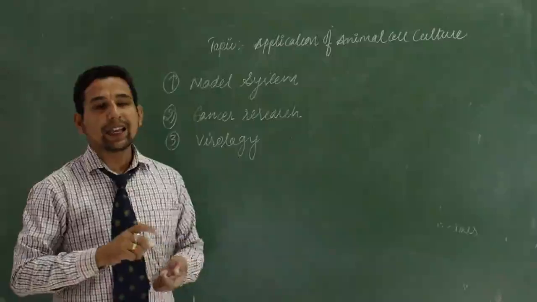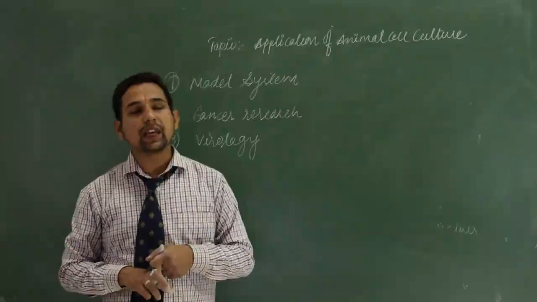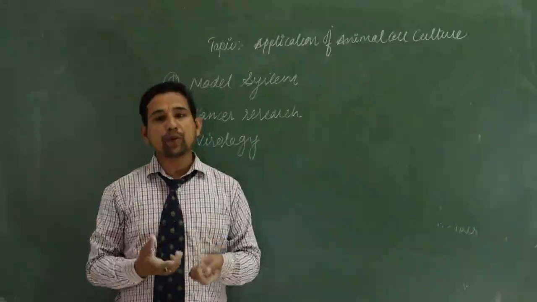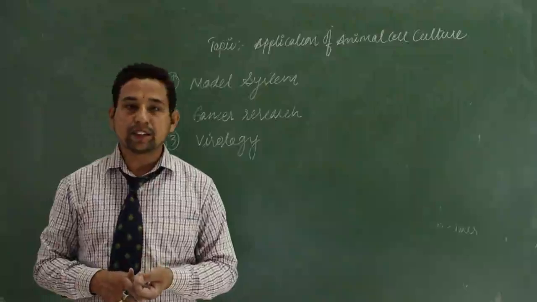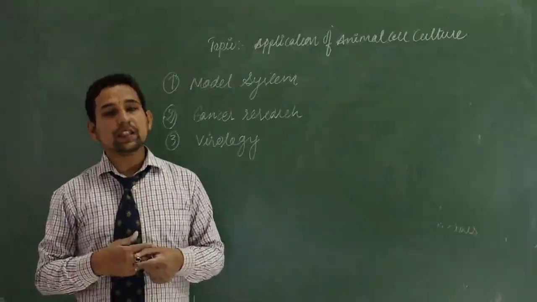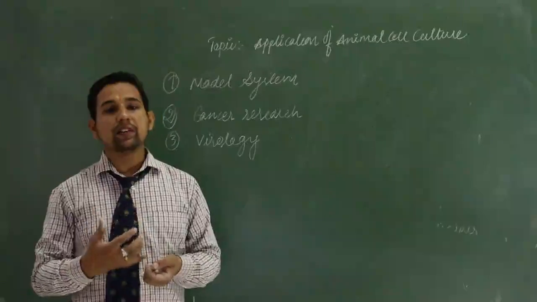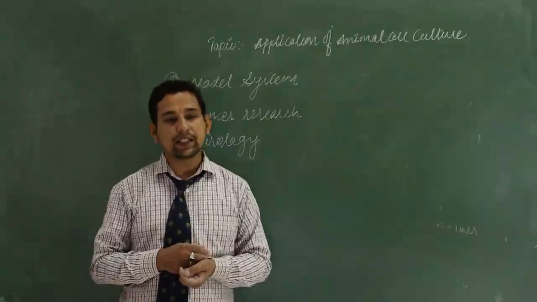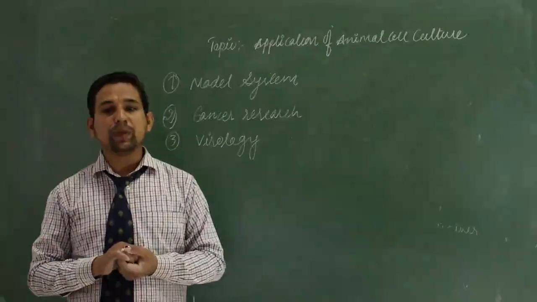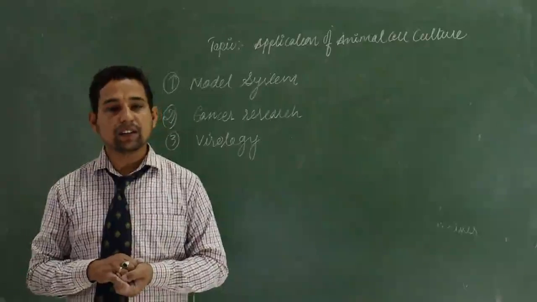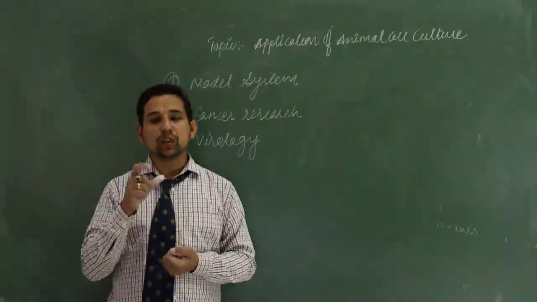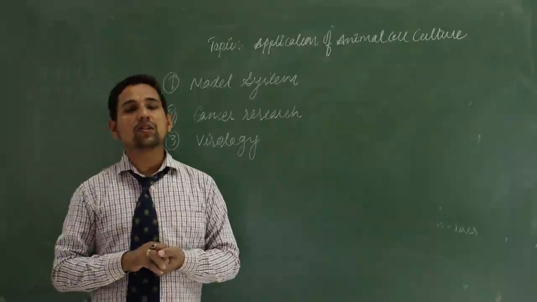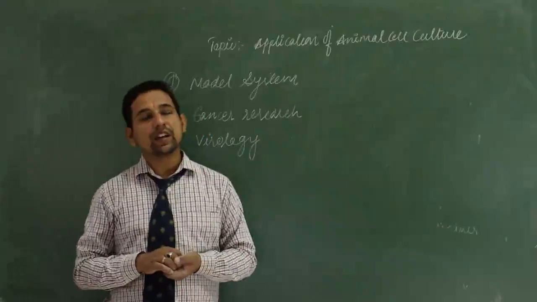In virology, animal cell cultures are used to replicate viruses instead of animals for the production of vaccines. Cell culture can also be used to detect and isolate viruses, and to study the growth and development cycle of viruses. It is also used to study the mode of infection.